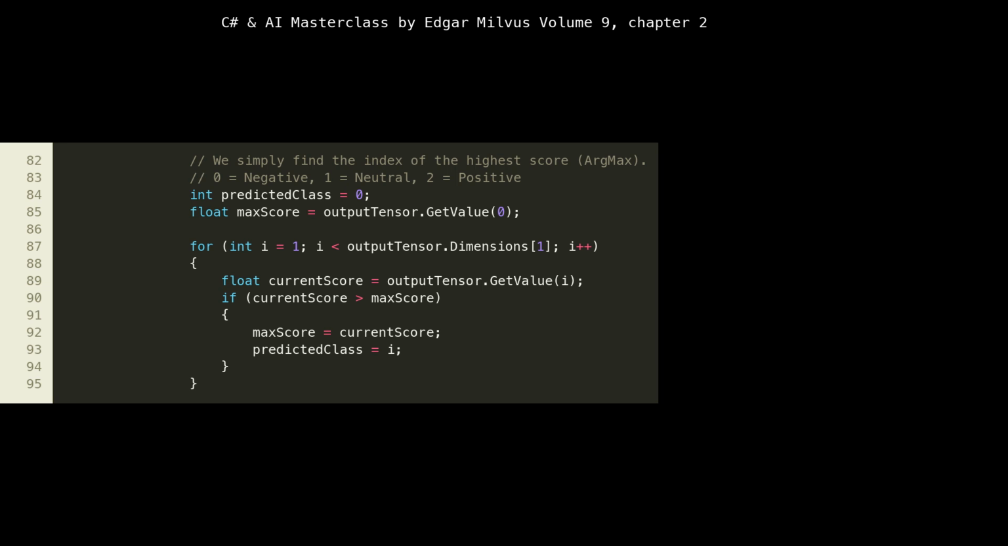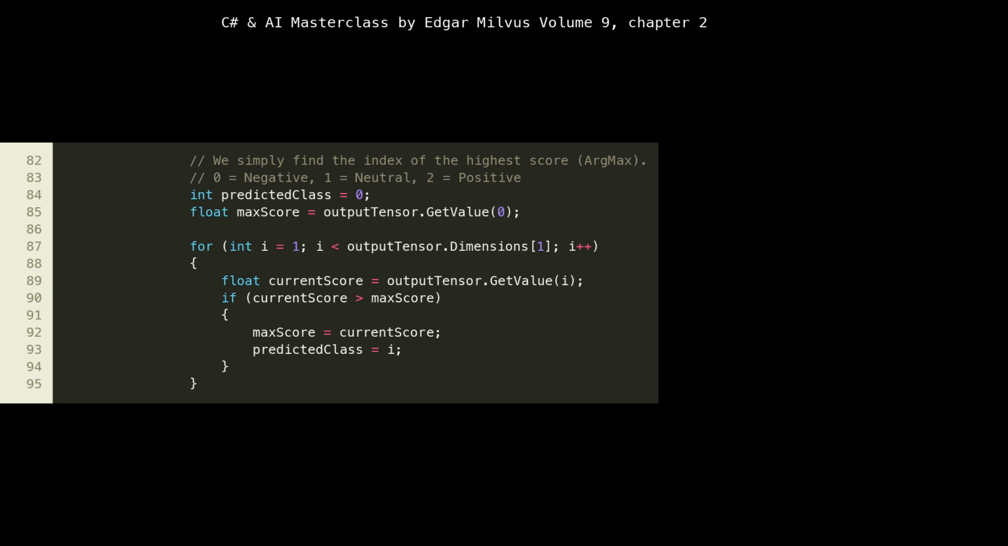Here, we interpret the raw logits from the model. While a full softmax function would convert these logits into probabilities summing to 1, for simplicity and to find the most likely class, we perform an argmax operation. This means we iterate through the output scores and find the index corresponding to the highest score. This index directly maps to our sentiment classes: 0 for negative, 1 for neutral, and 2 for positive. This approach is efficient for determining the predicted class without needing to calculate full probabilities, which would involve exponentiation and division, adding computational overhead if only the most likely class is needed.